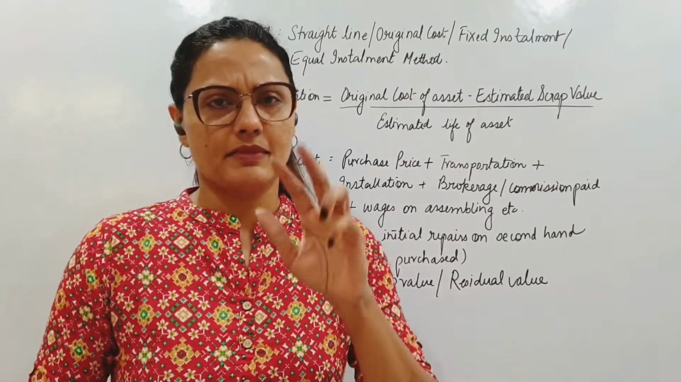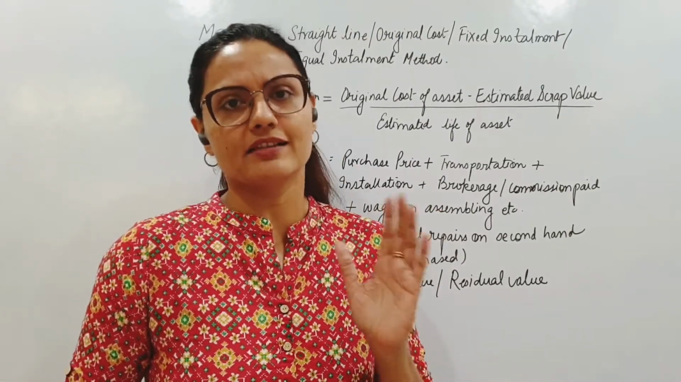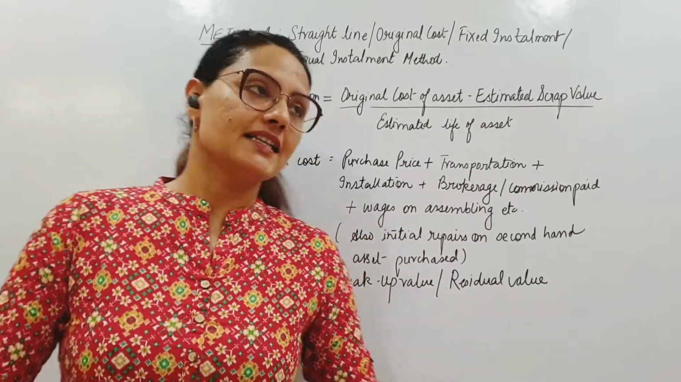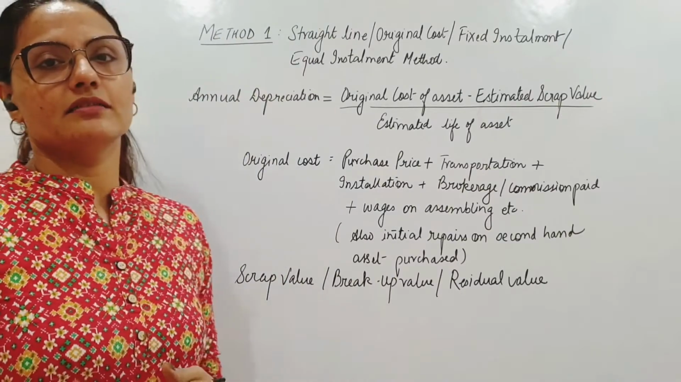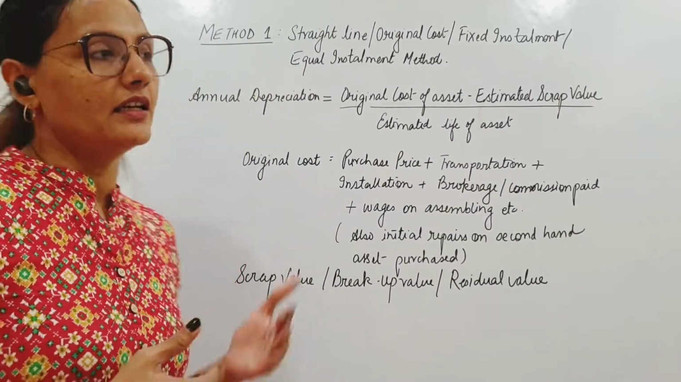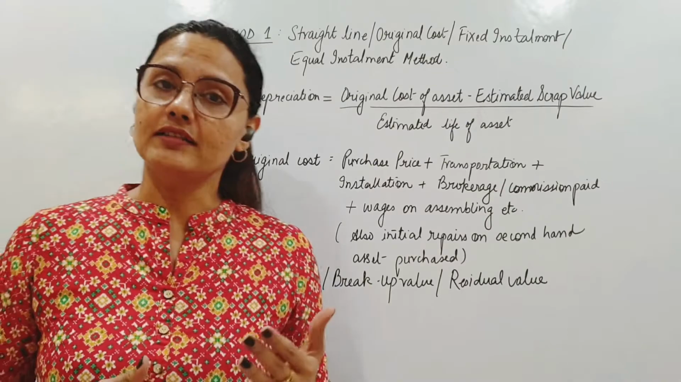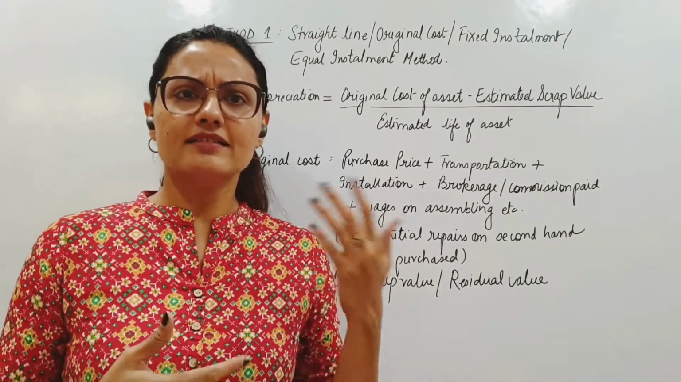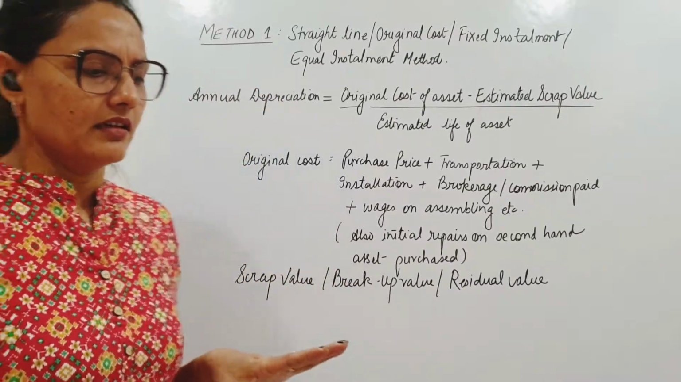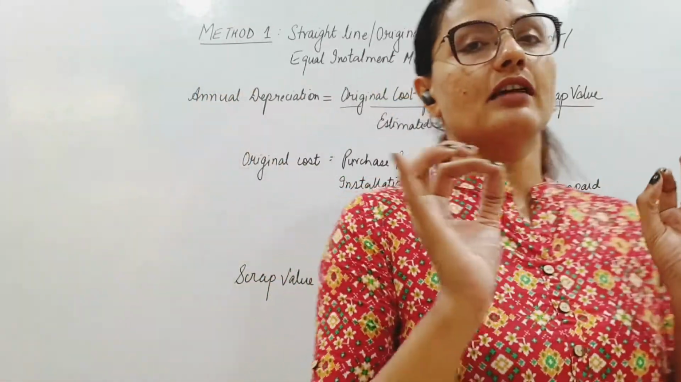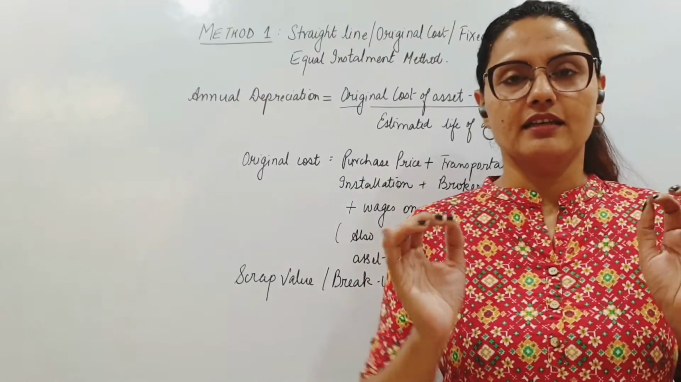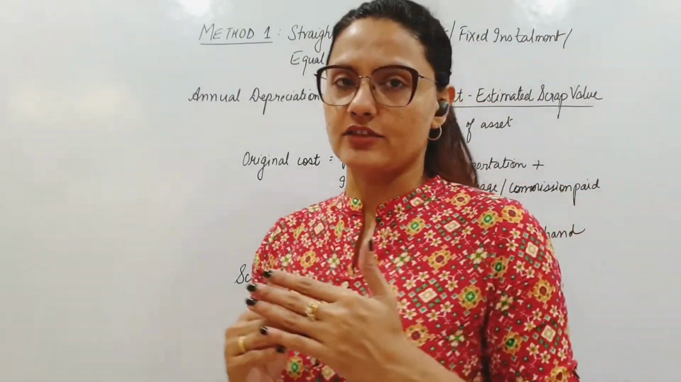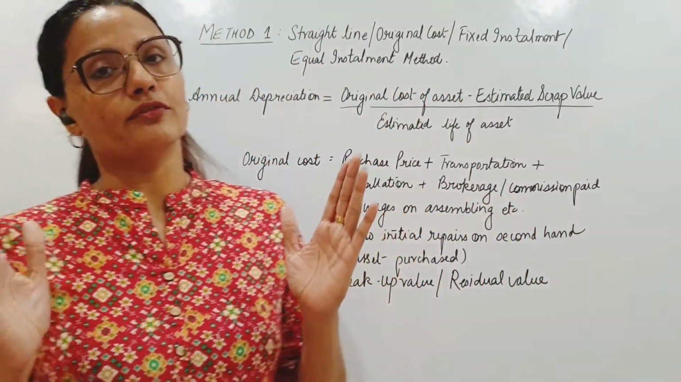Method number 1. Basically, we have to do two methods as per the syllabus. The council prescribes two methods. The first of them is the straight line method. There are various names given to it: the original cost method, the fixed installment method, or equal installment method. As the name suggests, every year we'll be charging a fixed amount of depreciation. The asset value will go down by that fixed amount every year, gradually, over the life of the asset.